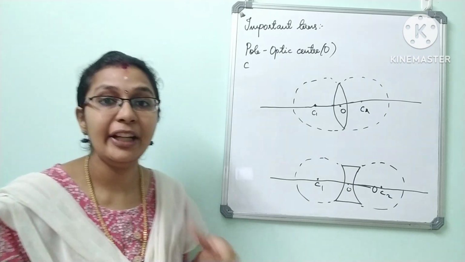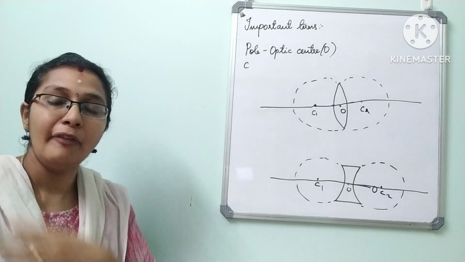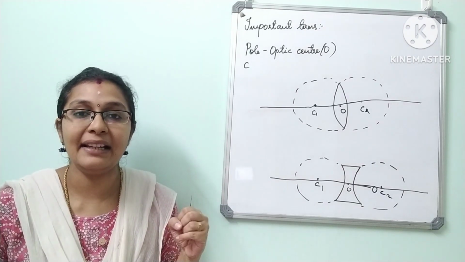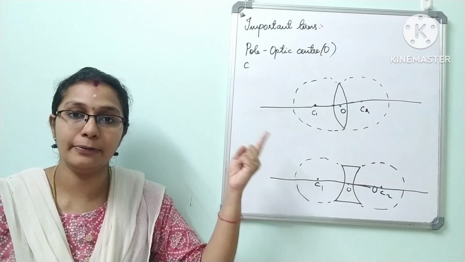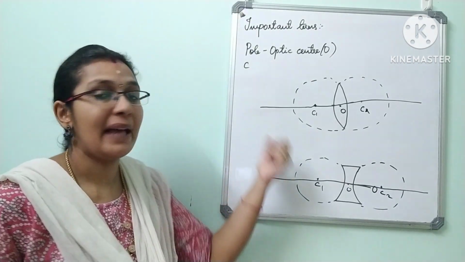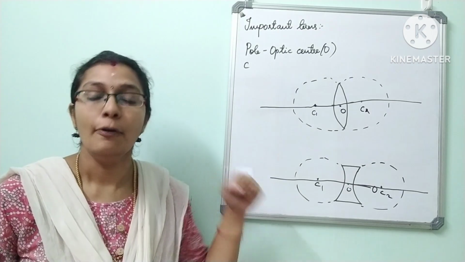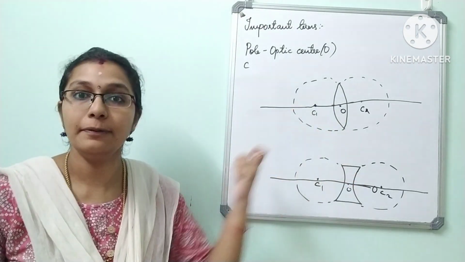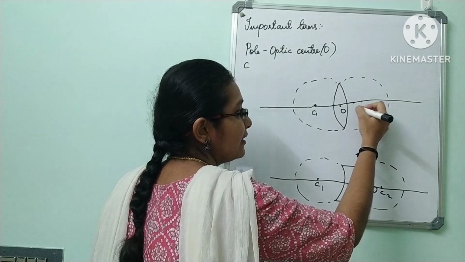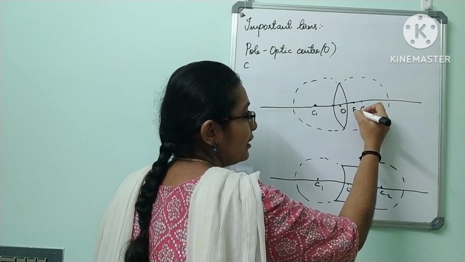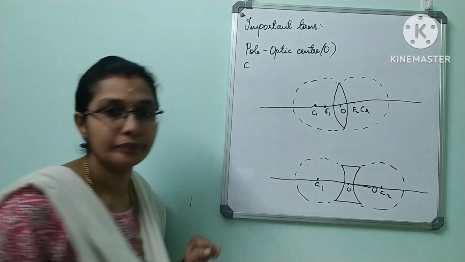Yes. Then we have the focus. So how will you draw the focus? What is a focus? Where parallel rays meet after reflection is called the focus in the case of a mirror. Where parallel rays meet after refraction is nothing but the focus in the case of a lens. So the focus always lies between the optic center and the center of curvature. Let us name them F1 and F2.